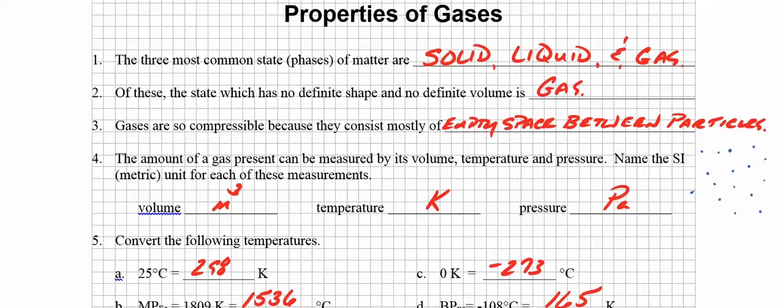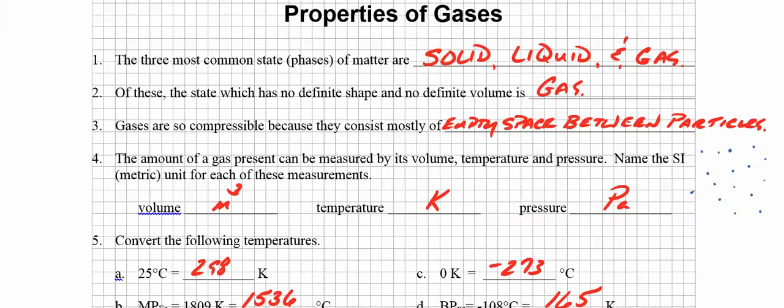Number four, the amount of a gas present can be measured by its volume, temperature, and pressure. So volume, temperature, and pressure are the three variables that we look at most closely when we're talking about gases. Name the SI or metric unit for each of these. The volume unit is the cubic meter or meter cubed. The temperature unit is the degree Kelvin unit, and pressure is measured in pascals. Pascals.